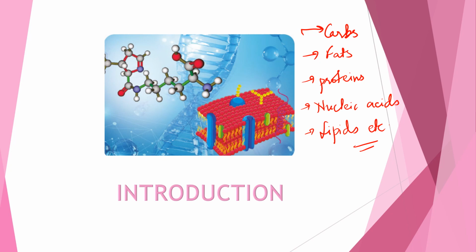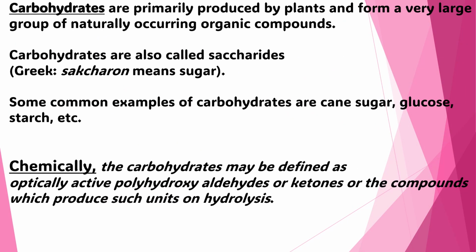So, what are basically carbohydrates? First, we have to study that. Carbohydrates are primarily produced by plants and form a very large group of naturally occurring organic compounds. Carbohydrates are also called saccharides, which is derived from the Greek word saccharon, which means sugar. Some examples of carbohydrates are cane sugar, glucose, and starch, etc.